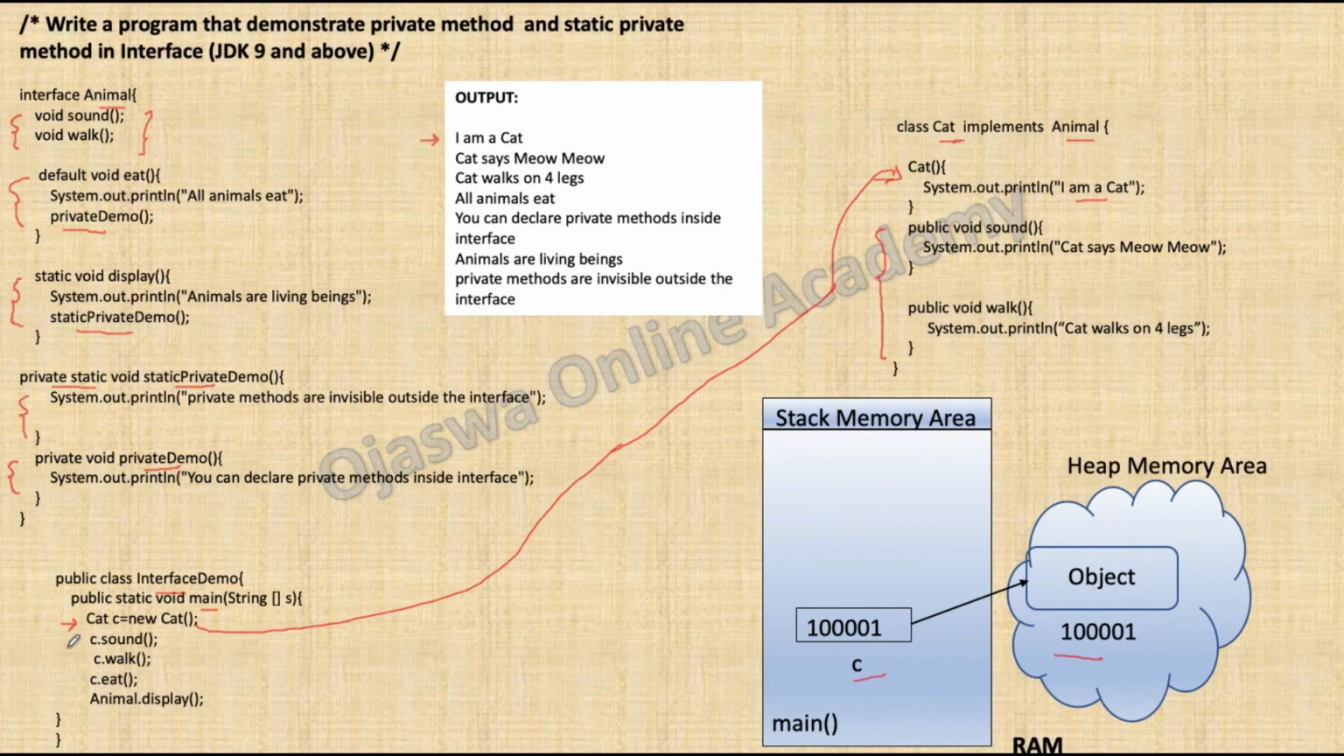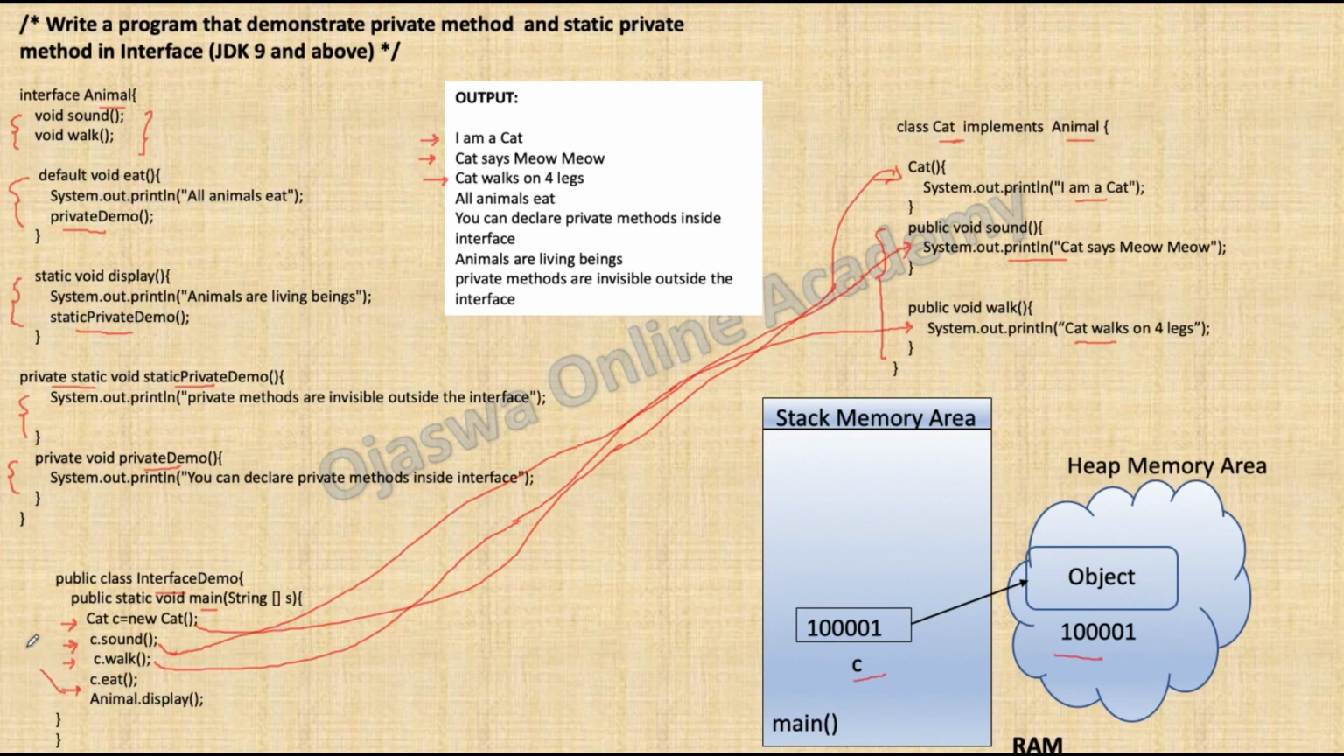Then we are giving a call to c.sound. Control of execution will go to the sound method, and the code inside the sound method will be executed. Cat says mew mew will be printed to the console. Then we are giving a call to c.walk. Control of execution will go to the definition of the walk method, and the code inside will execute. Cat walks on 4 legs. This is printed. Next we are giving a call to c.eat.